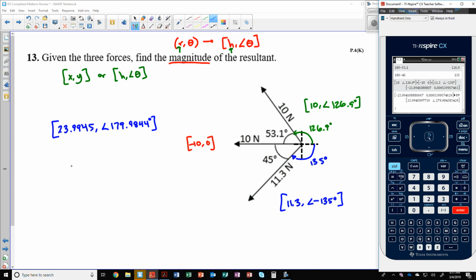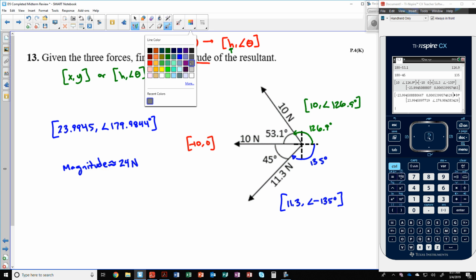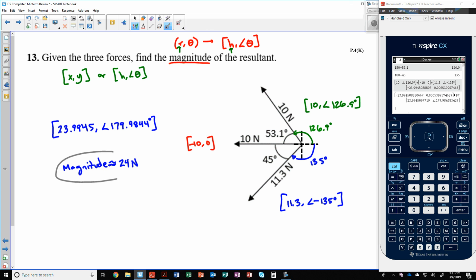And so rounding the magnitude, I'm going to say it is approximately, that's what the squiggly equal sign means, 24 newtons. And I took the unit we were having there, that's what the capital N stands for. So approximately 24 newtons is our answer here for magnitude.